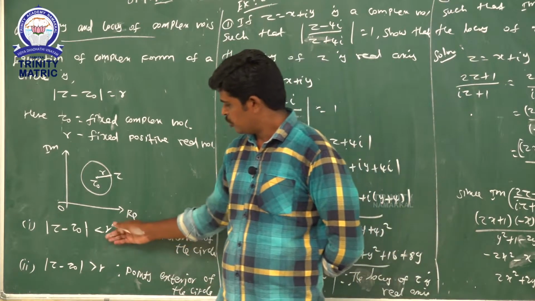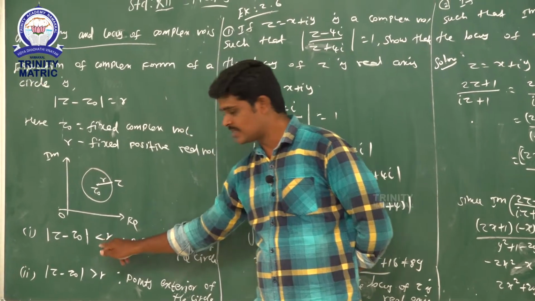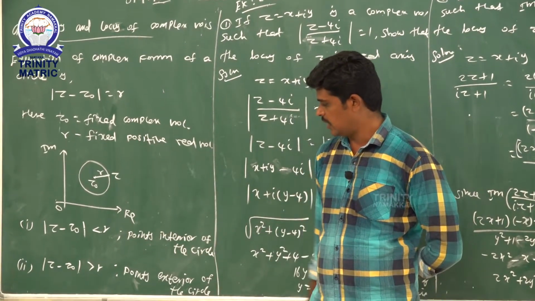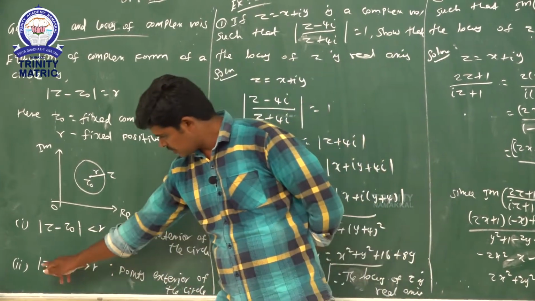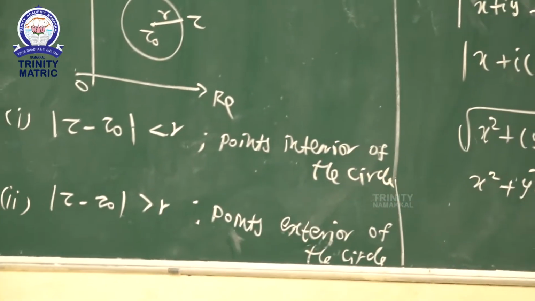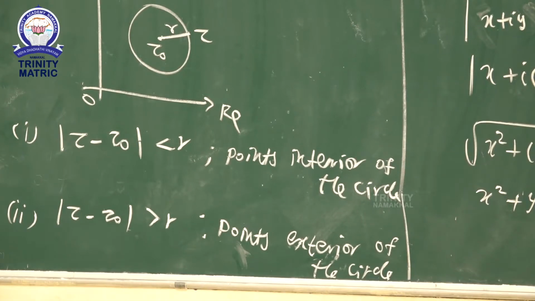Next, here two properties are given. First one, modulus of z minus z naught is less than r. Here less than r means the points interior to the circle. Next, modulus of z minus z naught is greater than r. What is greater than r? The points exterior to the circle. These two are very important properties for 1 marks.